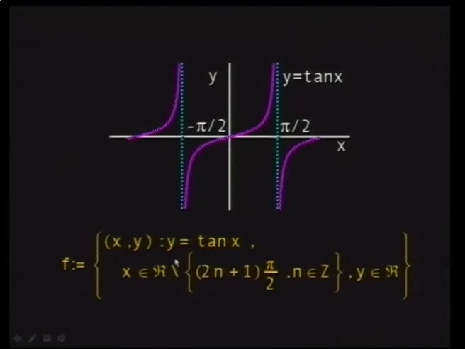So what we say, the function is y is equal to tan x. The domain is R, except at those points at which x is equal to (2n plus 1) times pi by 2. In other words, pi by 2, minus pi by 2, 3 pi by 2, minus 3 pi by 2, etc. And you go on, and this is your tan function.